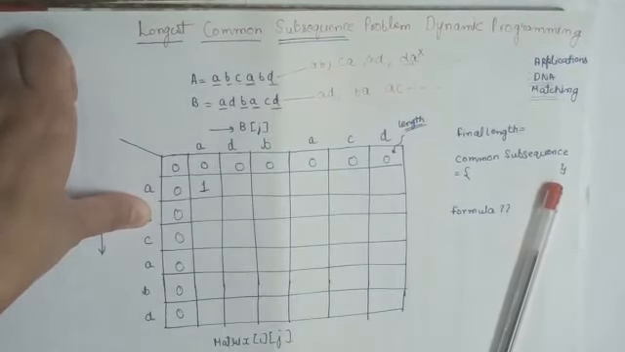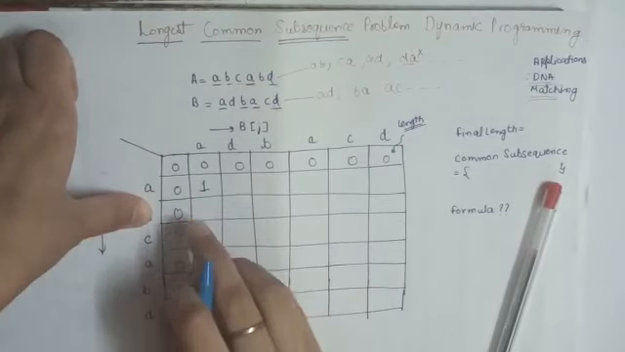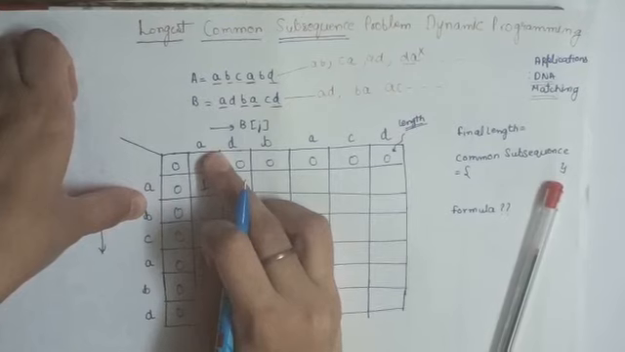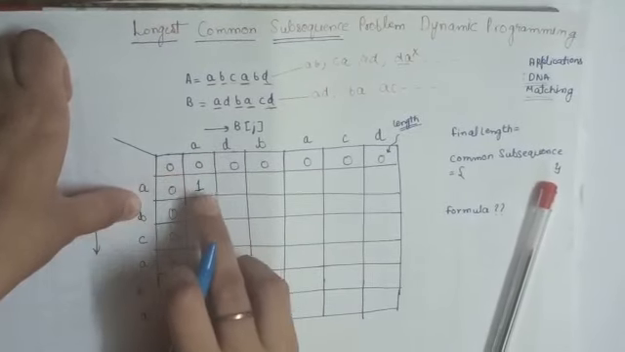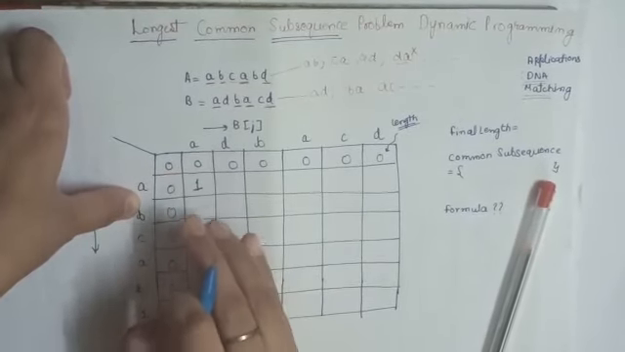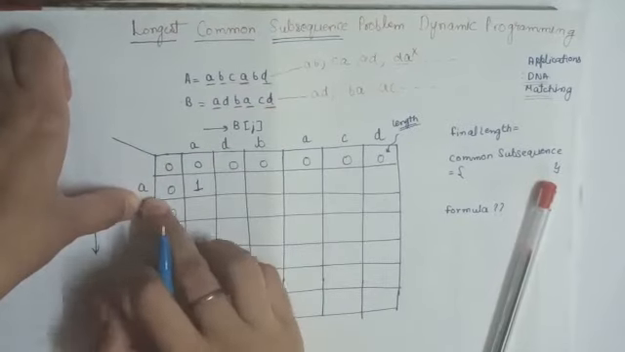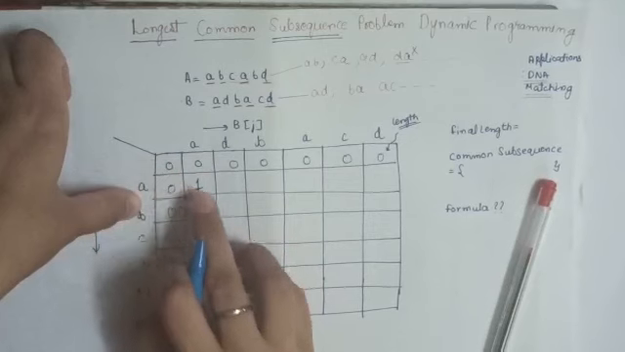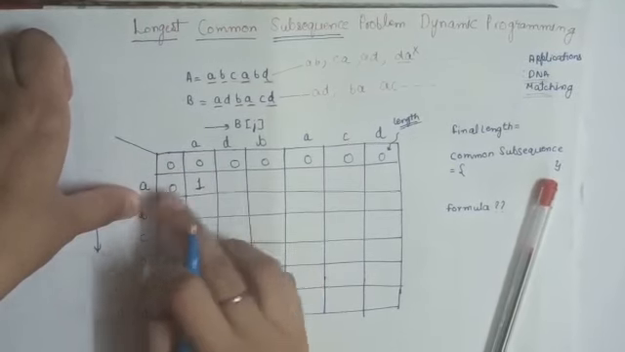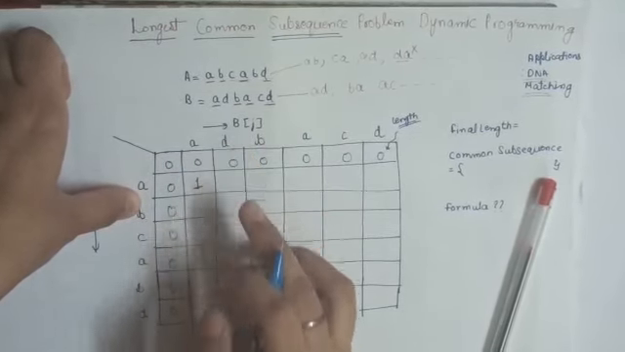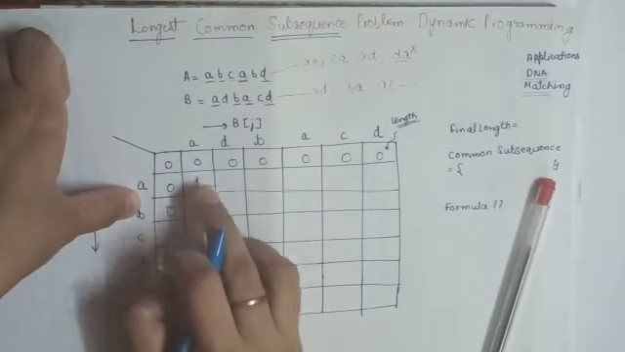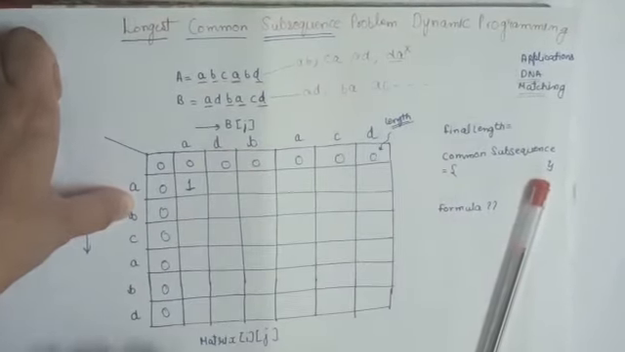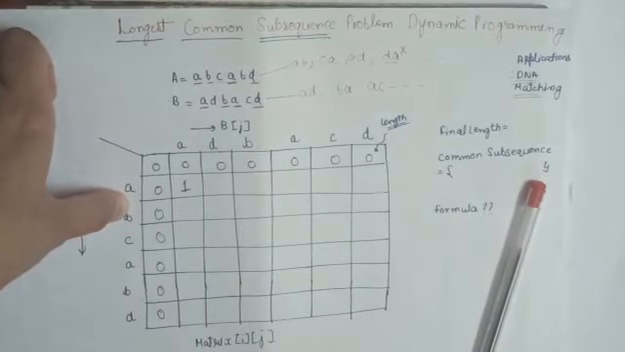The other way to solve it is, if these two values are the same, we have to take the diagonal element and add 1. Same as, because these two are the same, we have to include this element. So we have to take the diagonal element plus 1. If these both are different, we have to take the maximum of this or this, whichever is maximum we will take that. Okay, and we will put the respective arrows.